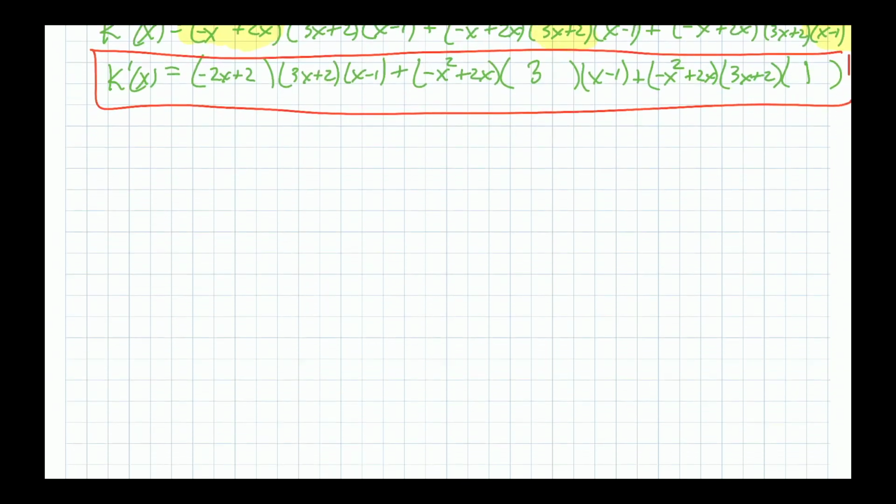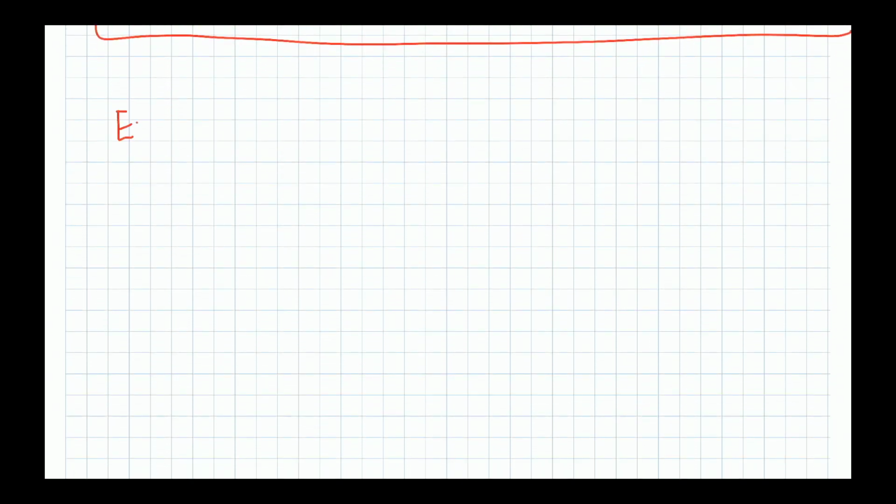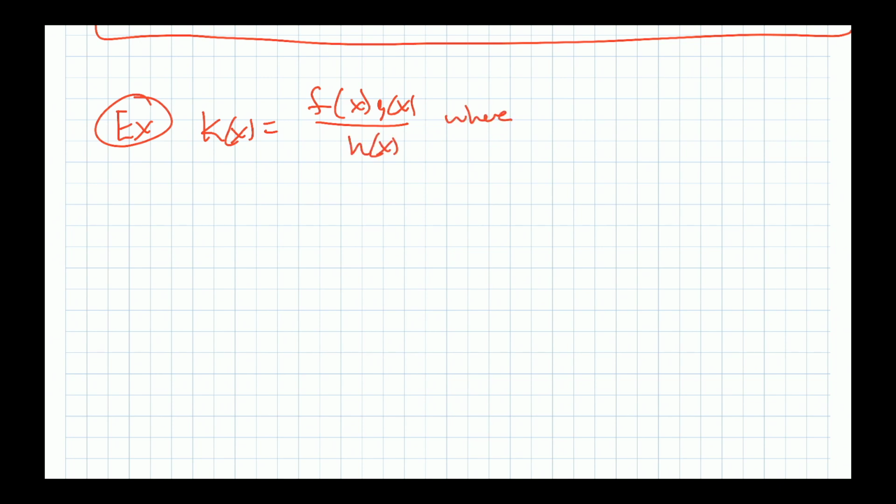Now, they do give you sometimes some combined ones where they say K is F times G over H, where F is negative 4x, G is 2x minus 2, H is negative 3x squared plus 1, and then they want K prime.